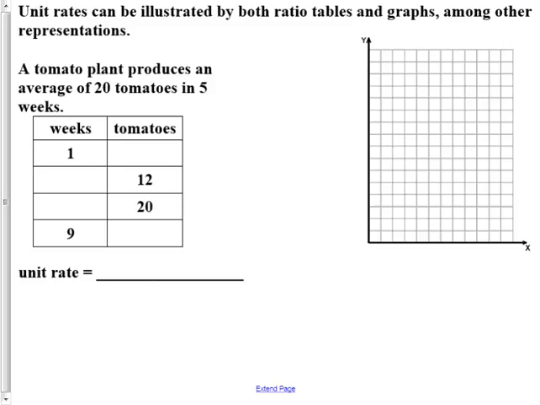So our first example, a tomato plant produces an average of 20 tomatoes in 5 weeks. So if I want to fill in the missing numbers on this ratio table, I can look at it and say, well, 20 tomatoes in 5 weeks. Definitely my first number is going to be right there. So when I look at that one, then I can figure out my other numbers a variety of ways. One way I could do it is I could say, well, what I see is the number of tomatoes per week, and I could do weeks per tomato, it doesn't matter, I just put the tomatoes on top because they have the bigger number, is 20 tomatoes in 5 weeks.